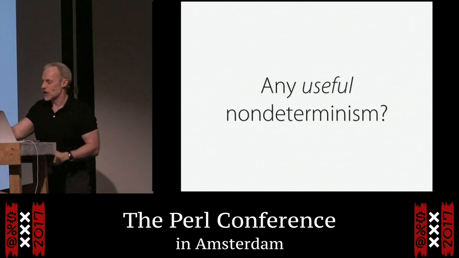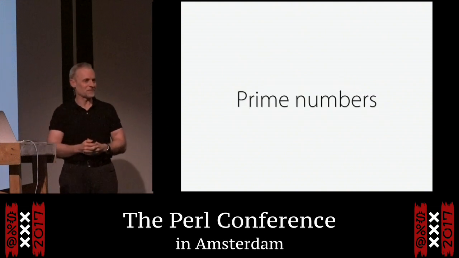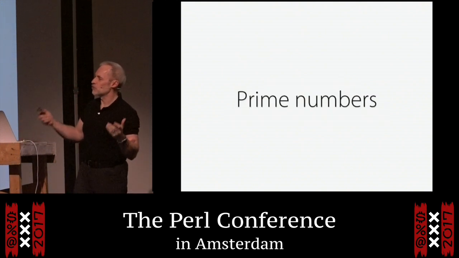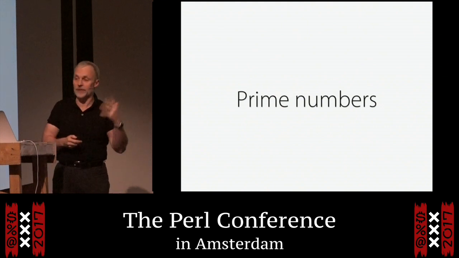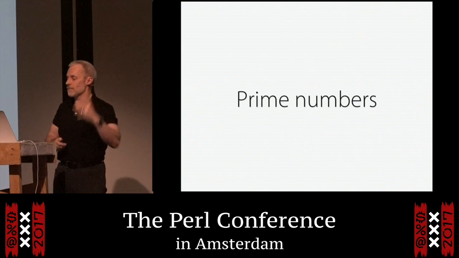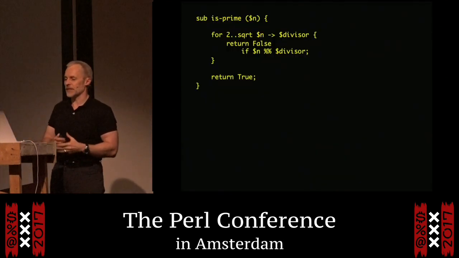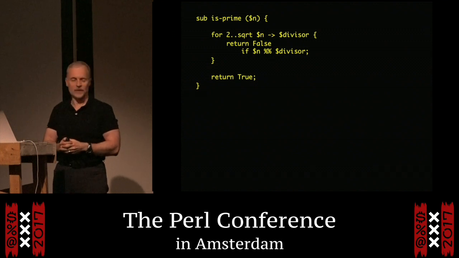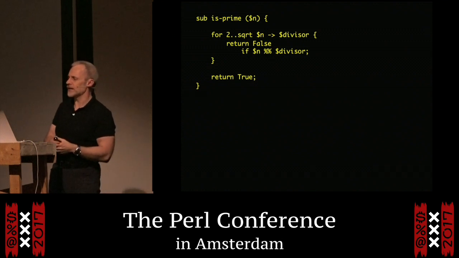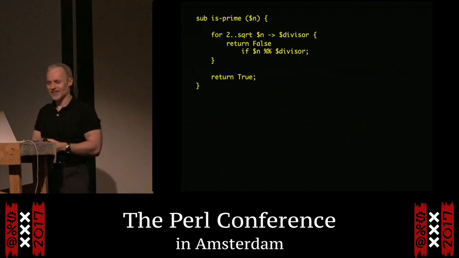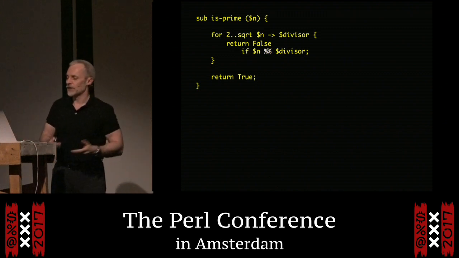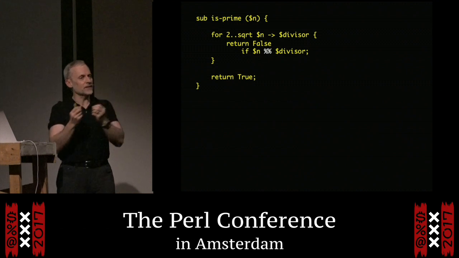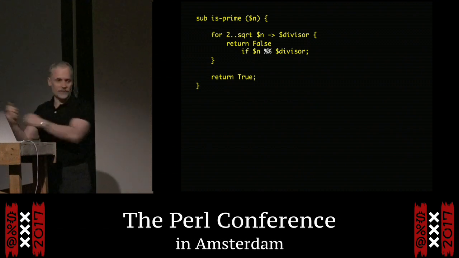And of course there is. We can play with prime numbers. So if you ask a beginner to write a subroutine that works out whether a particular value is prime, they're going to write something like this. Go from 2 to the square root of n, if you're lucky. They might say 2 to n minus 1. And for each divisor, return false if n is evenly divisible by that divisor.